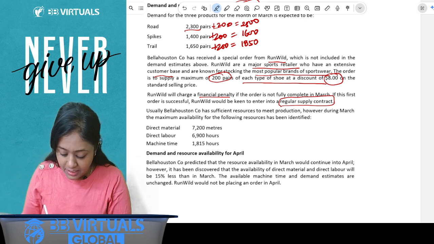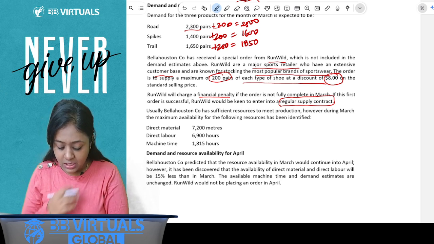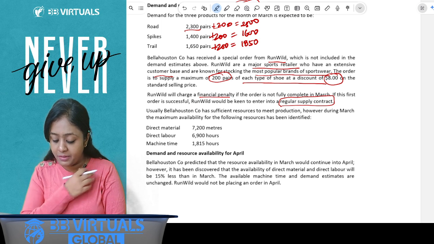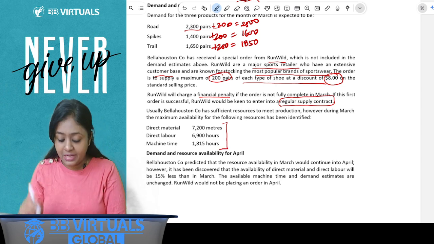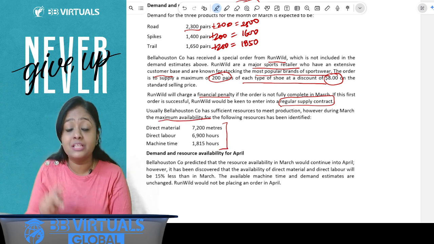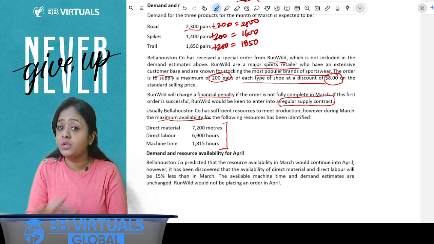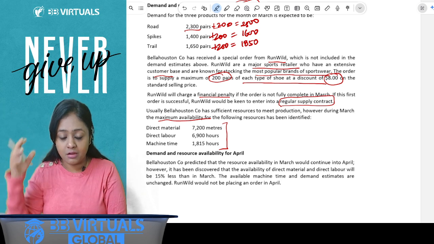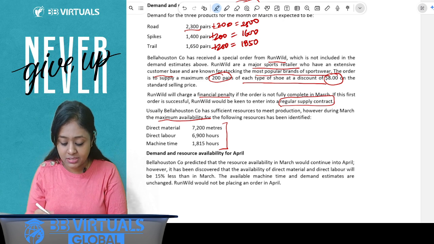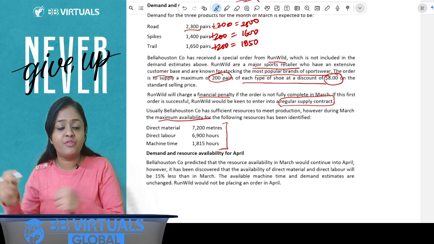So, usually Bell Houston has sufficient resources to meet production. However, during March, the maximum availability for the following resources has been identified. Stop here. When it says that it is maximum availability, it should give you an understanding that there is a constraint here. There is no use of the term bottleneck. That means we will focus on contribution per whatever is a constraint. Is it direct material, labor, or machine time? That we will find out. So why don't we find out now?